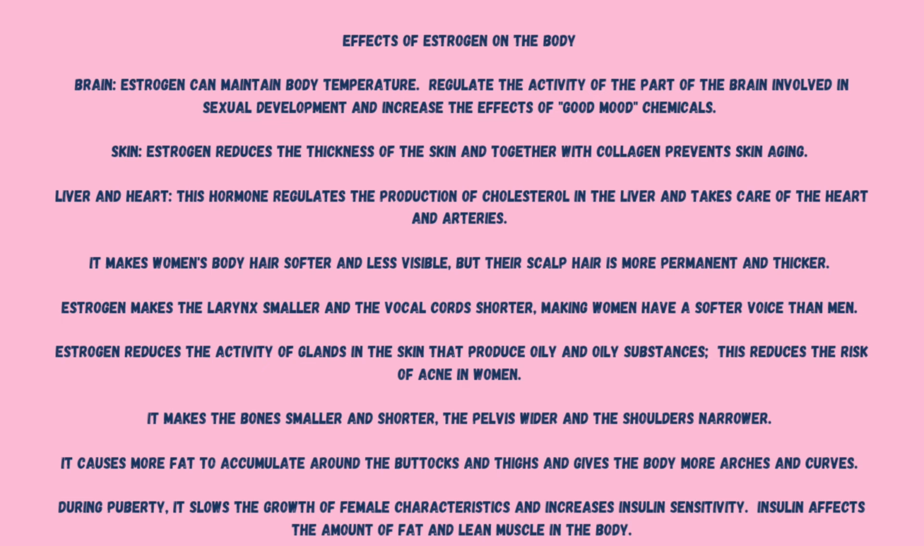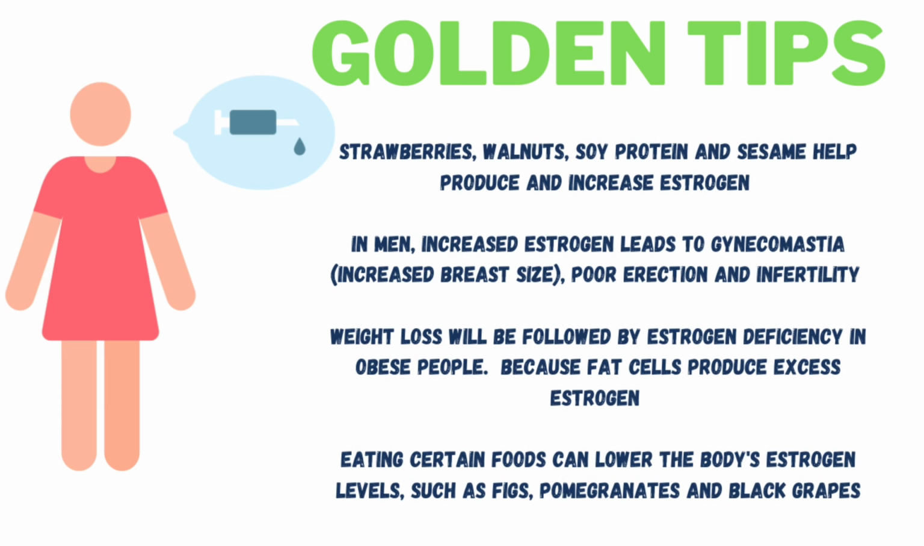During puberty, it slows the growth of female characteristics and increases insulin sensitivity. Insulin affects the amount of fat and lean muscle in the body. Golden tips. Strawberries, walnuts, soy protein and sesame help produce and increase estrogen.